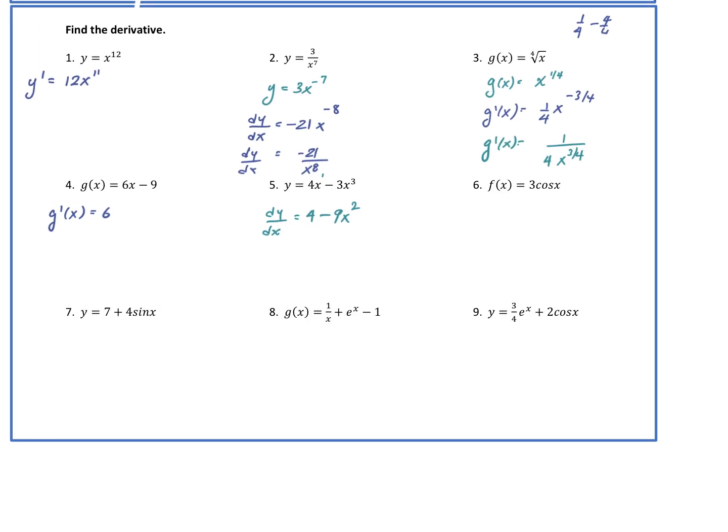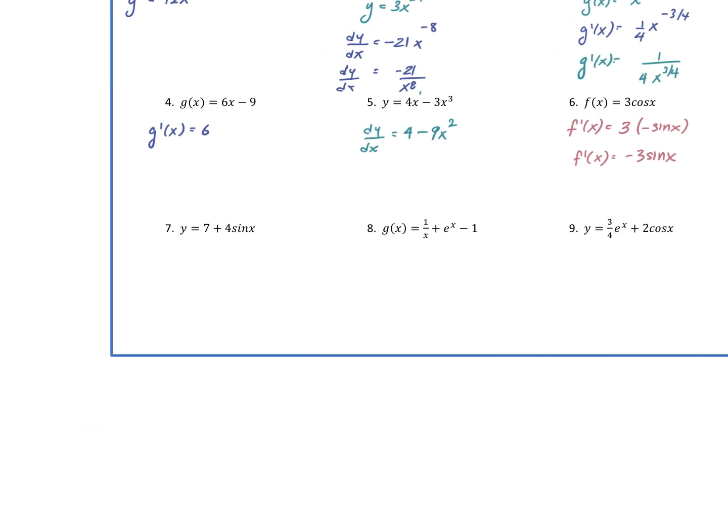For number 6, with a trig function, I think at the beginning now, until we get into these other rules, I can explain it a little bit better. I would just take out the constant and then find the derivative of the trig function. Let's just say that for right now. So f prime of x, you just write the constant and then do the derivative of the trig function. I can explain it better once we do the product rule, but for right now, just take out the constant and then find the derivative of the trig function, negative sine of x. F prime of x, we're going to get negative 3 sine of x.